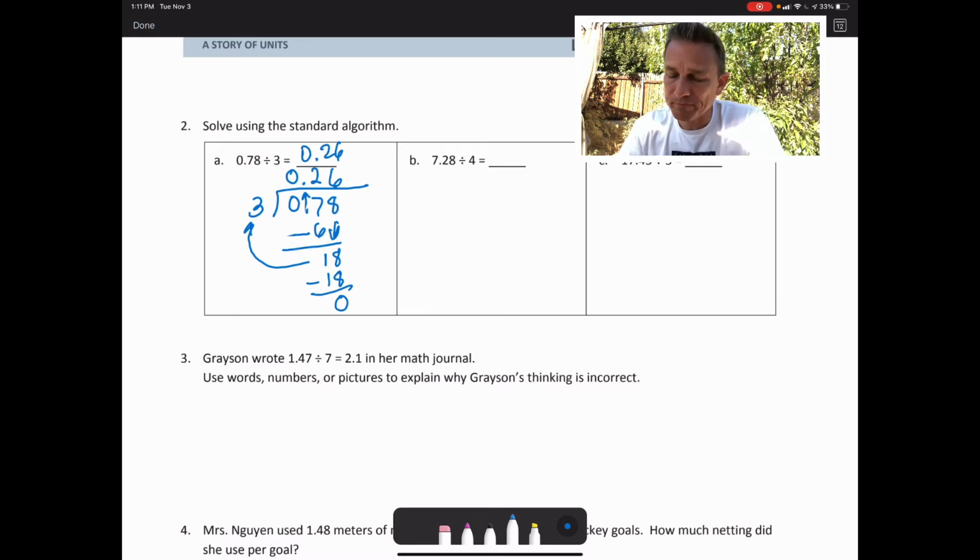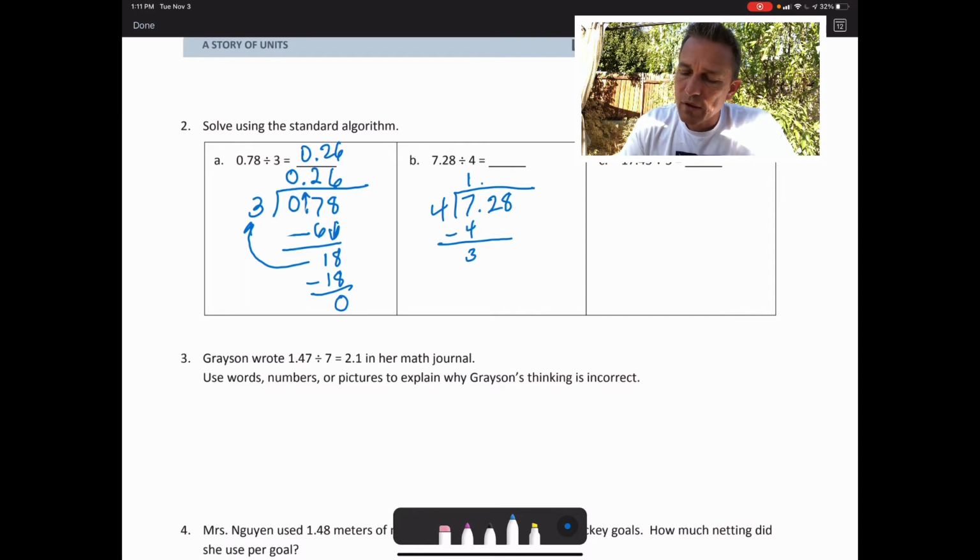All right, let's look at B. 7 and 28 hundredths divided by 4. Okay, 4 goes into 7. How many times? 1 time. 1 times 4 is 4. Subtract. I have 3 left. So, is 3 an okay answer? It is, because it's smaller than the divisor, 4. So that means I can bring the next number down.